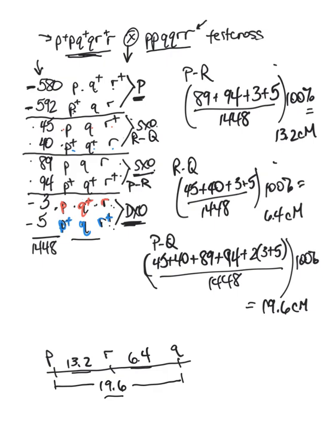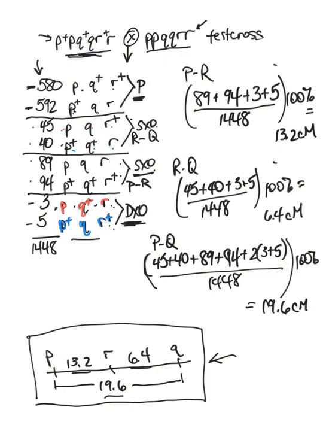So through these steps, I have arrived at my linkage map, and that is the answer to this problem. The 3 genes on the chromosome in the correct order with all pairwise distances represented.